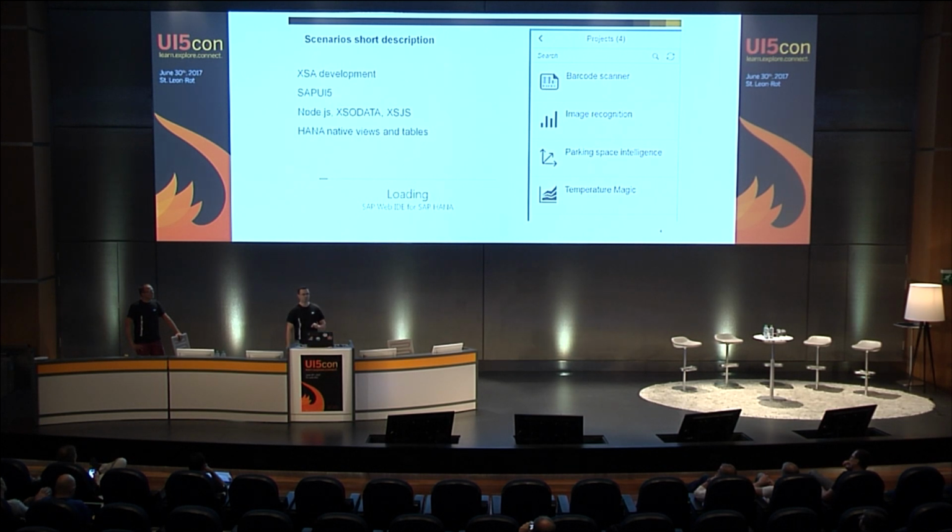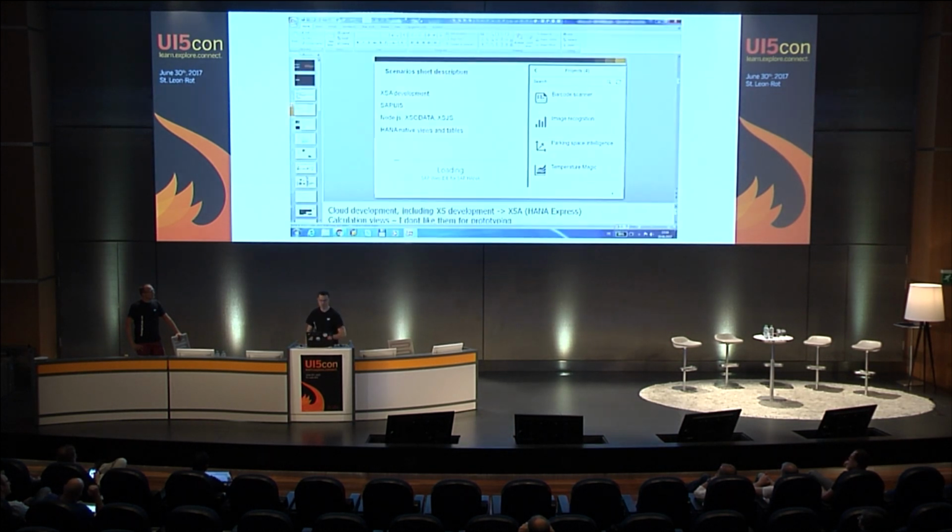application server. We are using SAP UI5, Node.js, and XSOData and XSJS are also possible there. From the HANA side, we created a DB module in which we have tables and native views. And here I would like to reference a presentation which was a few hours ago.